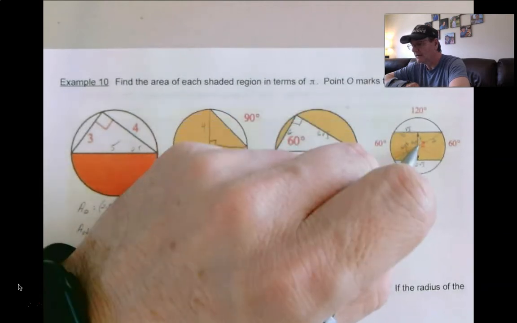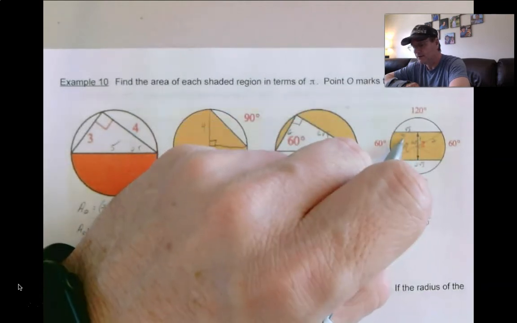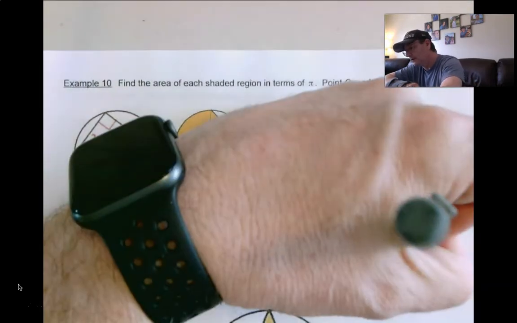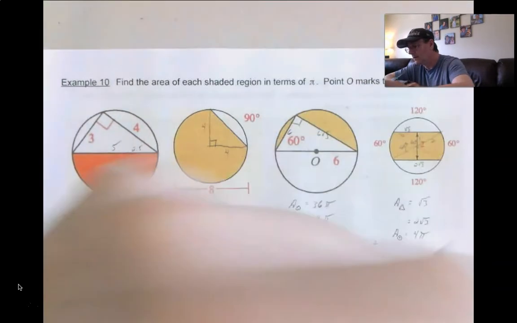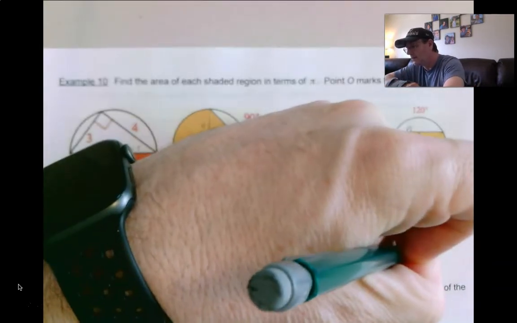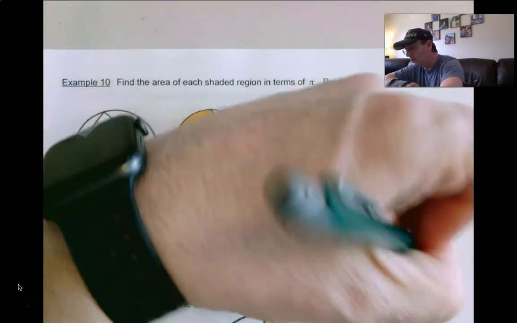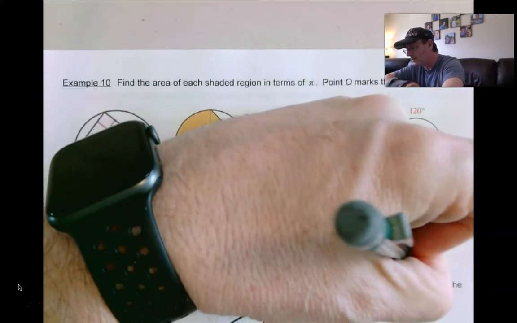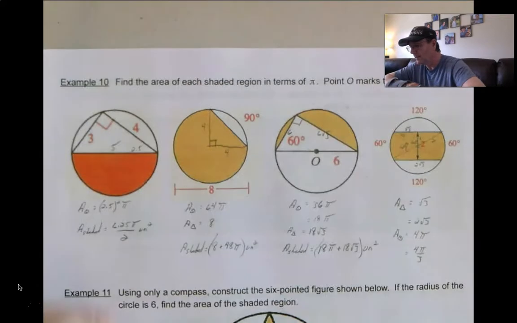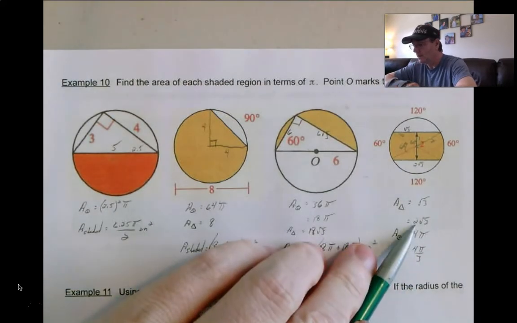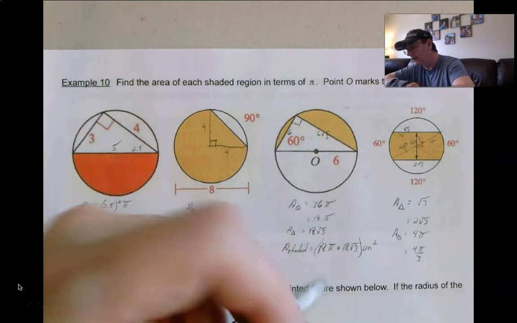30, 60, 90. Short side's 1, the hypotenuse is 2. So the area of the circle is 4 pi. And when I say 1/3 of 4 pi, that is 4/3. So we really have 4 pi over 3. And we're going to add that to the 2 radical 3.